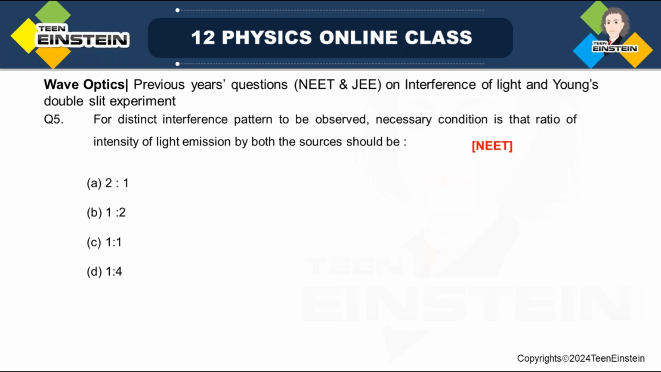Now, fifth question. For a distinct interference pattern to be observed, the necessary condition is that the ratio of intensity of light emission by both the sources should be 2:1, 1:2, 1:1, or 1:4. So you have to find out this answer.